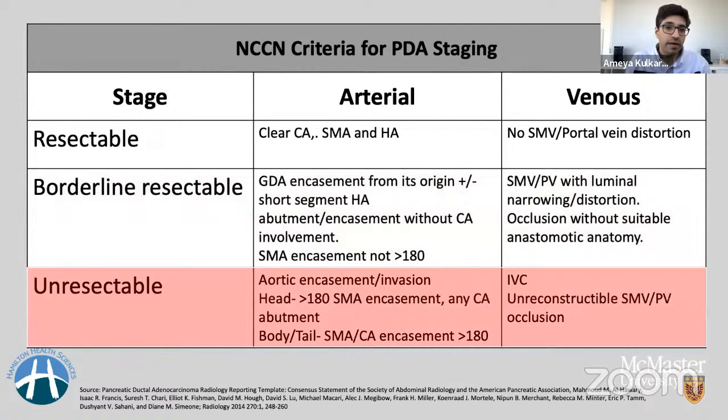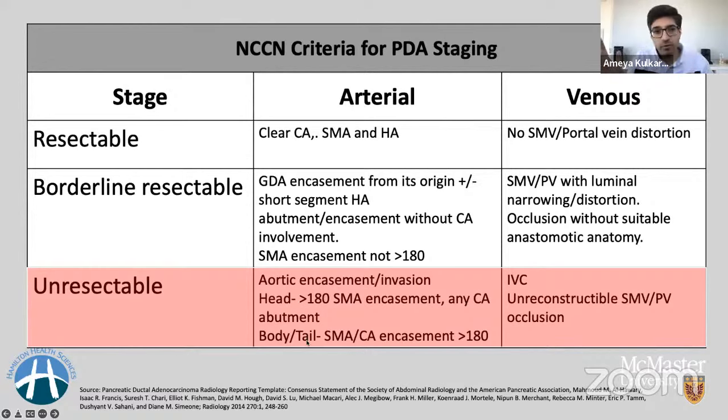Unresectable, we already looked at one of those examples, disease at the aorta. It is always going to be unresectable if there is any disease present at the aorta. It is called locally advanced cancer. If you have the disease in the head, and if it causes more than 180 degrees encasement of the SMA, and any celiac axis abutment, so if there is any tissue around the celiac axis, it is going to be unresectable.